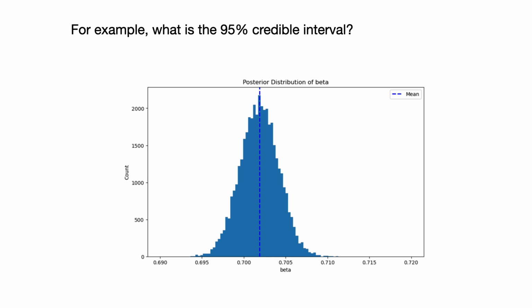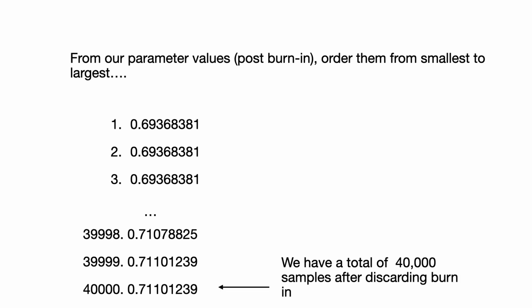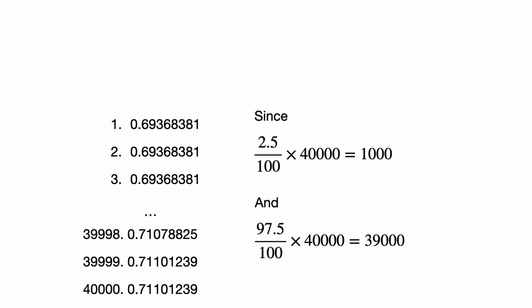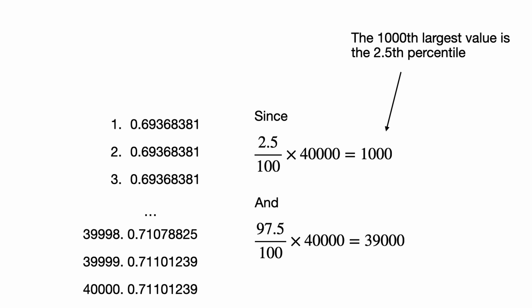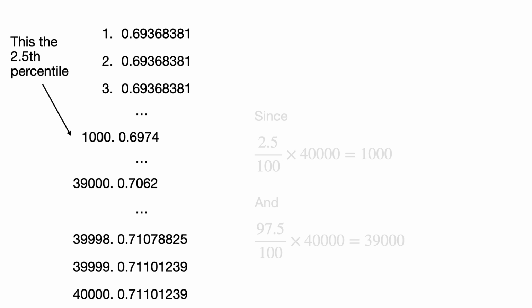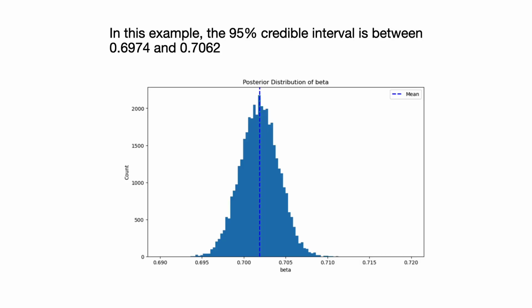For example, what is the 95% credible interval? From our parameter values post burn-in, order them from the smallest to the largest. We have a total of 40,000 samples after discarding burn-in, and find the 2.5 and 97.5 percentiles. This is the 2.5 percentile, and this is the 97.5 percentile. This is our credible interval. In this example, the credible interval is between 0.6974 and 0.7062.